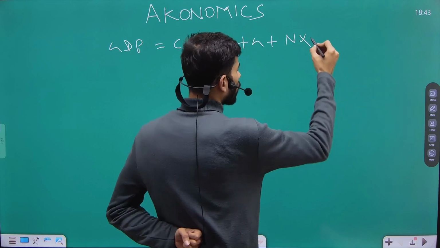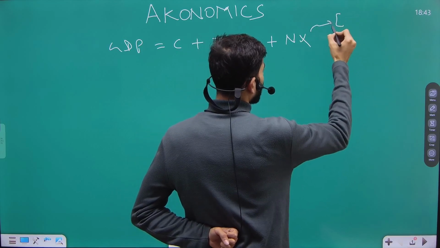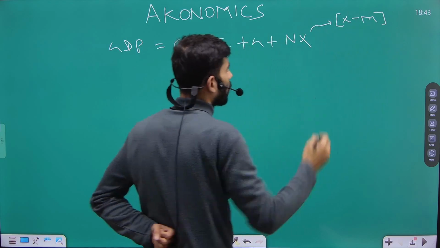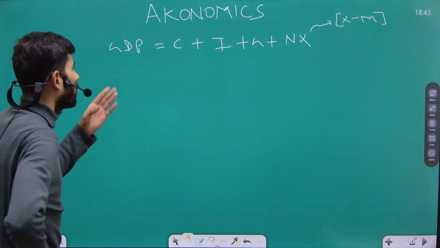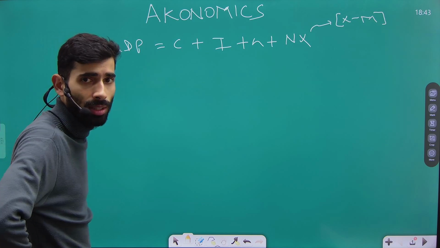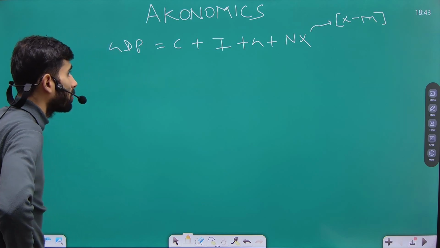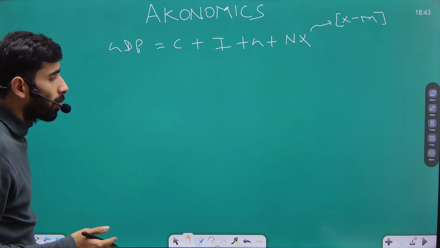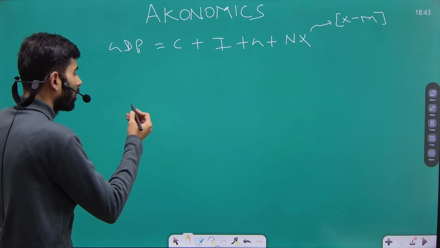Net exports can also be written as exports minus imports. So basically this is the equation that we derived using the expenditure method in the last class. Today we are going to use this equation and expand it to get national income.